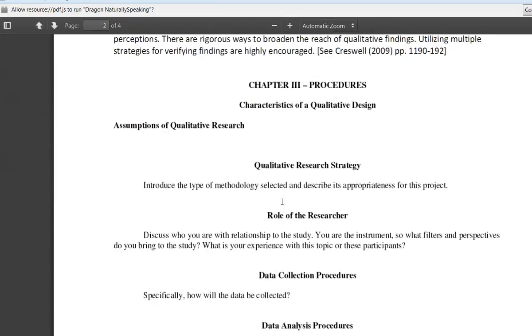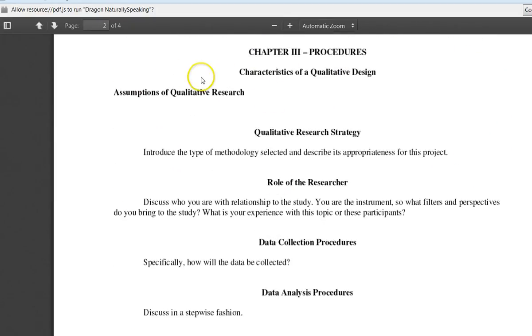And the qualitative, if you look at the procedures, we're going to start with the assumptions, the characteristics of a qualitative design first of all. So you can remember in a quantitative case study that what you did was start with the purpose and the questions, and then you want to talk about the population and the sample and the participants. Here we're going to talk about the characteristics of a qualitative design.